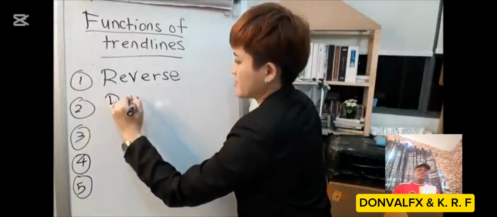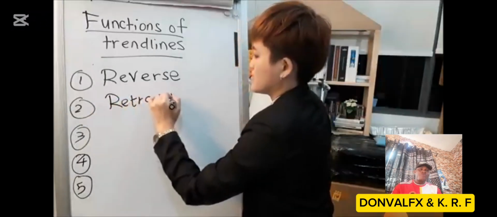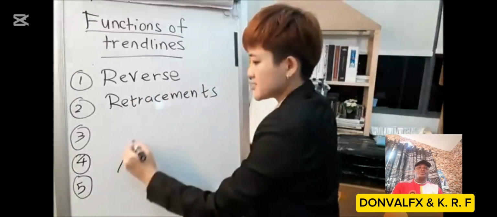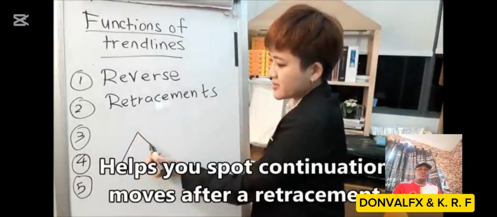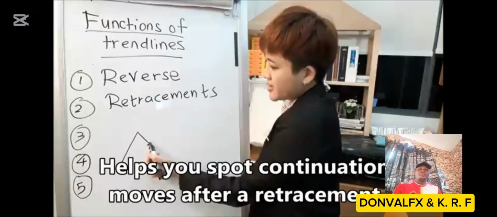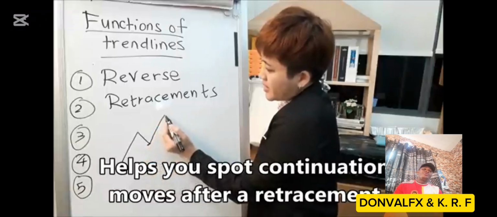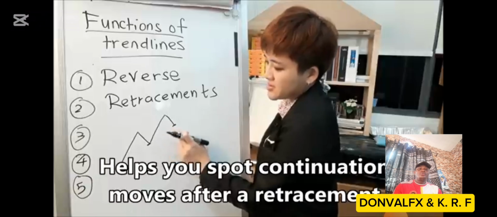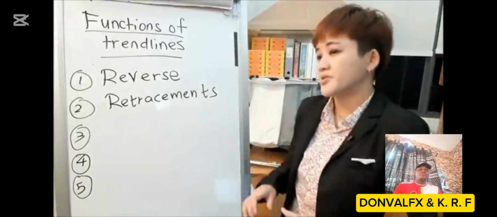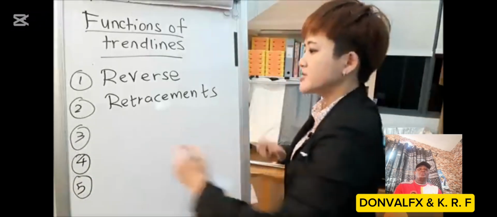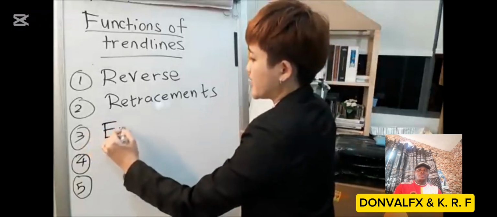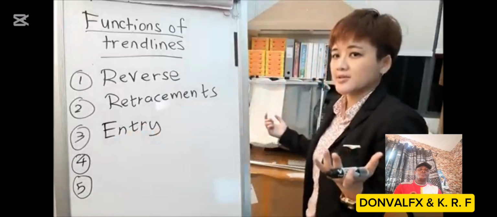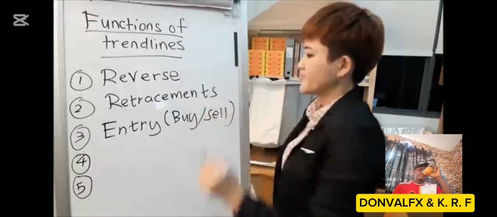Once the price retraces, you can more or less tell that it will bounce off from here, and then the price goes up again. The price retraces, and with the trend line you can tell that it bounces off from here. A lot of people use that as an entry point, so it can tell you places where you can enter, whether it's a buy or sell.